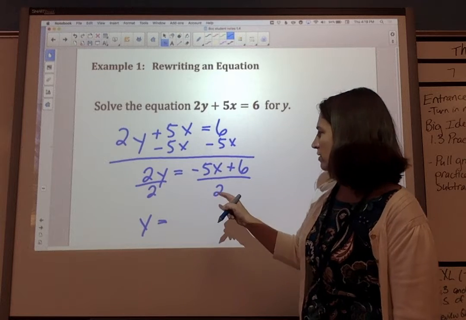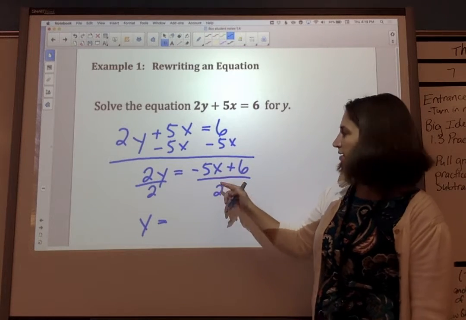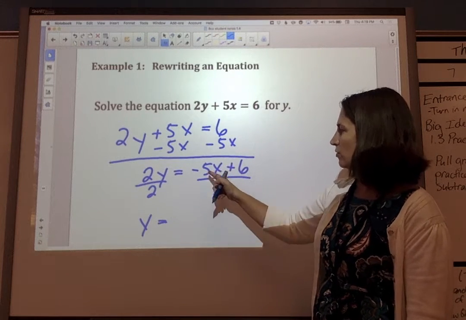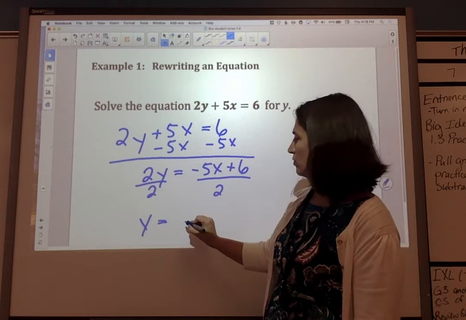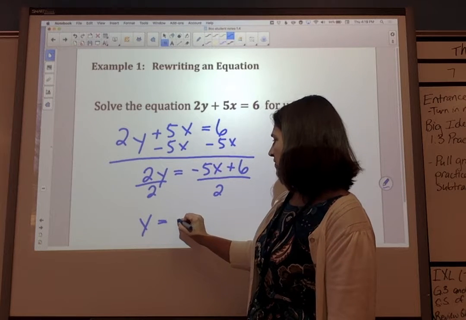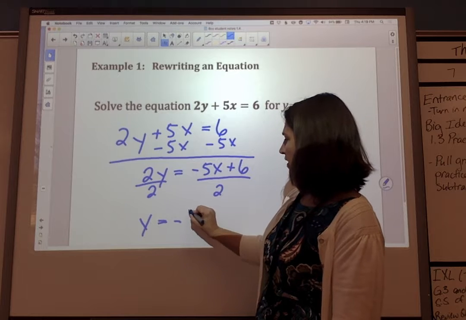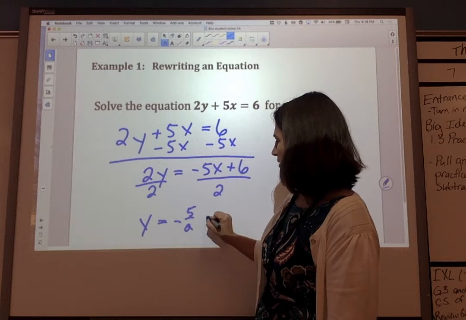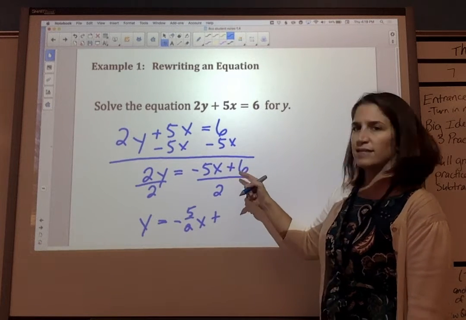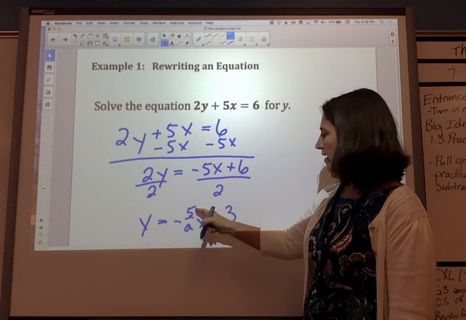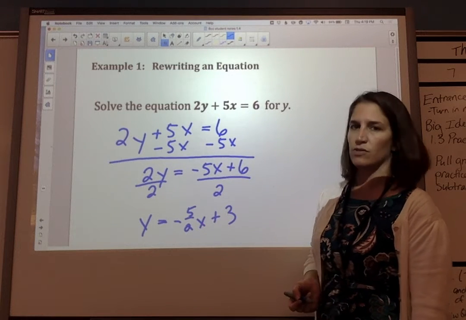So y equals, I can simplify this by dividing each term by 2. Negative 5x over 2, I can just say negative 5 halves x or negative 2.5x. I'm okay either way. And then 6 divided by 2 is 3. So negative 5 halves x plus 3.